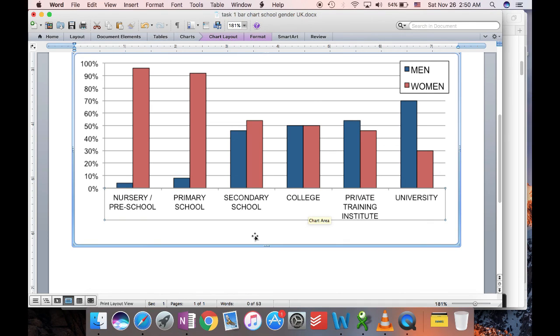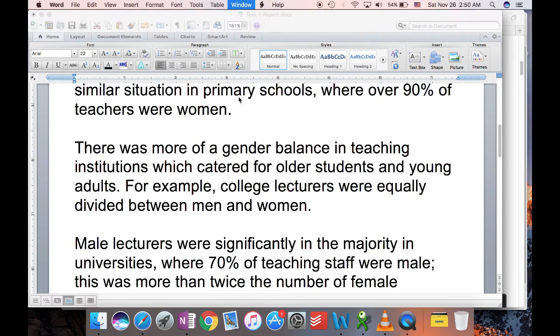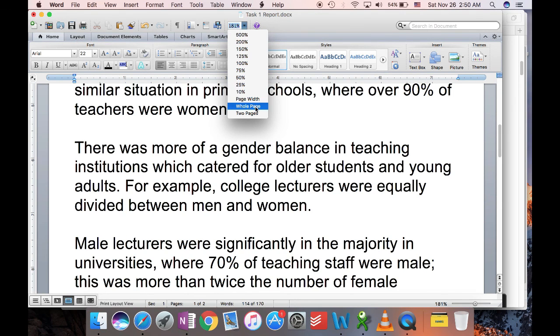But when you're writing the Task 1 report, you don't need to put in all the data. Just use the data to support your key points. Don't bloat your report with too much numerical information. So there we are. There's our Task 1 report.